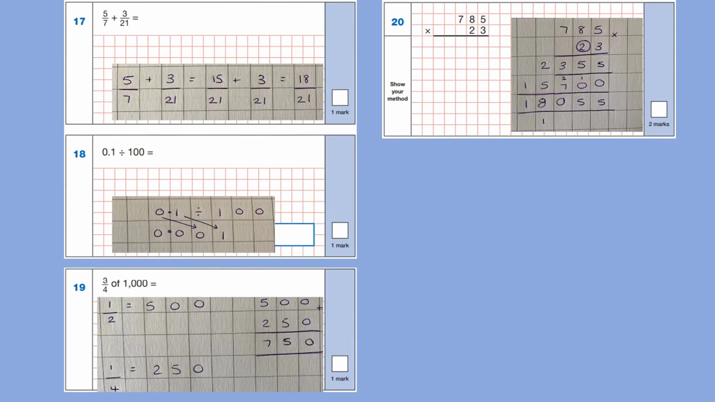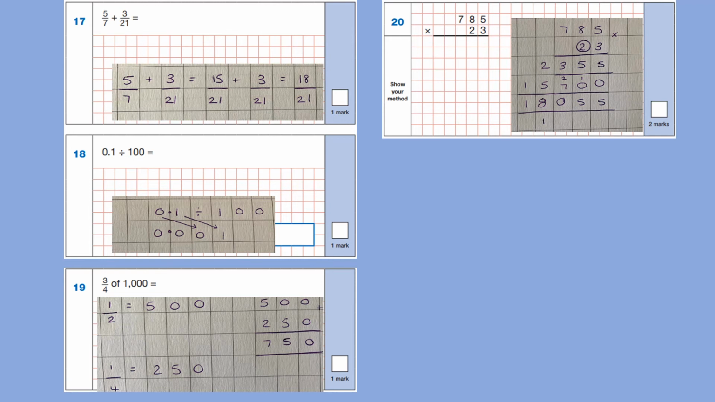So I've got 5/7 add 3/21. Now this one is a little bit trickier because I've got 2 different denominators and I can't do an addition with 2 different denominators. So what I've done is I've seen if it was possible to turn 7 into 21, which it is by multiplying it by 3. So whatever I do to the denominator I must do to the numerator. So I've then multiplied 5 by 3 to give me 15. So now I've got both of my fractions over the same denominator of 21, and I will just add my numerators together. So 15 add 3 is 18, and then 21 stays the same.